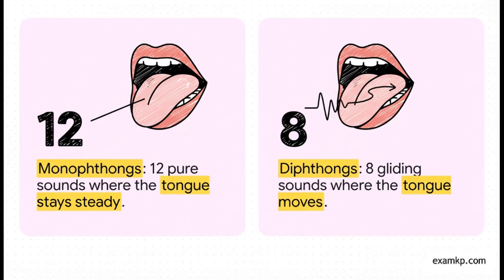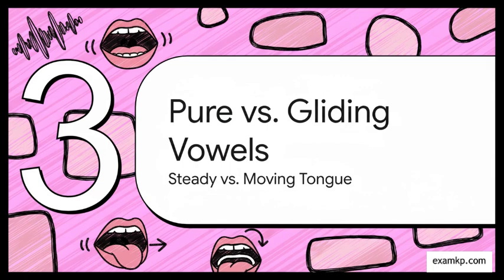Understanding this one single difference, that's the key. This whole idea of a pure sound versus a gliding sound is the first major concept you need to lock in. It all comes down to what your tongue is doing. Is it staying still or is it on the move?